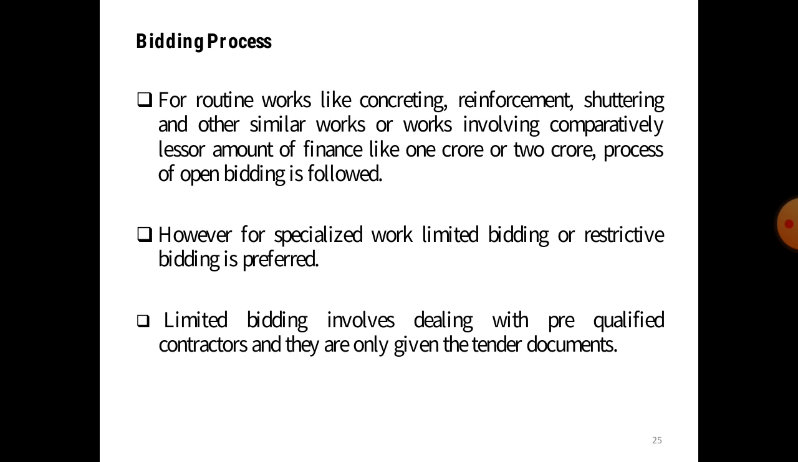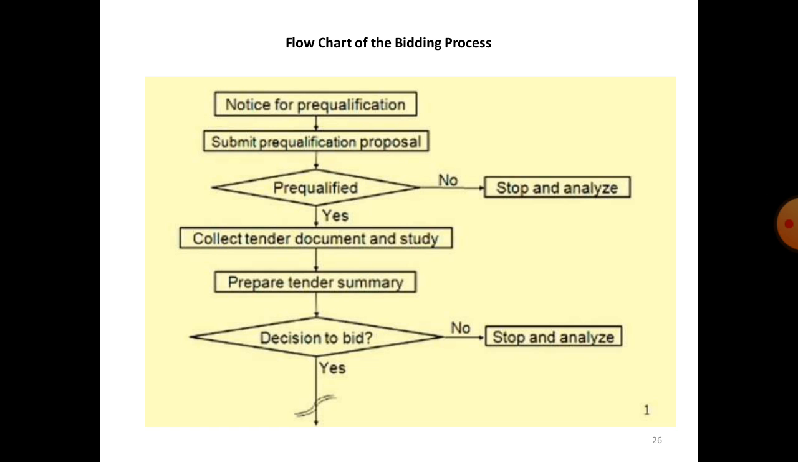The process of open bidding is followed. However, for specialized work, limited bidding or restrictive bidding is preferred. Limited bidding involves dealing with pre-qualified contractors, and only they are given the tender document. Here a flow chart is given for the bidding process.